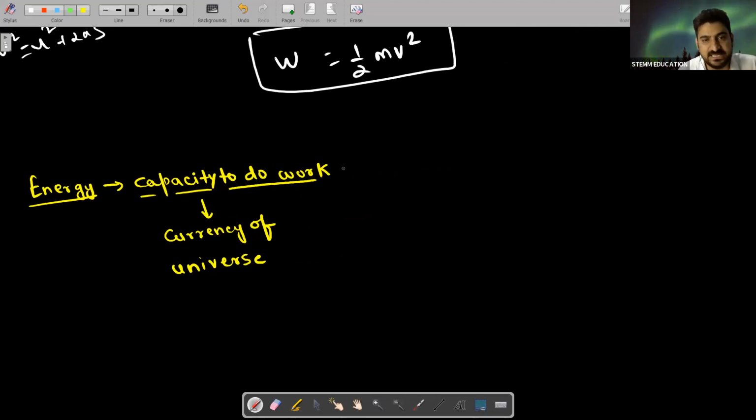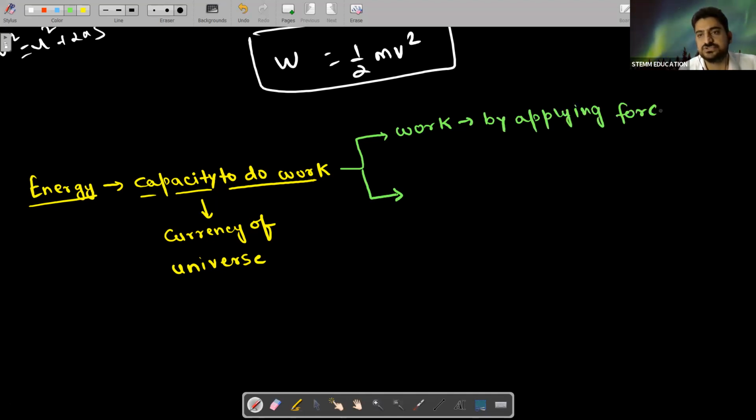Now, this energy is transferred in two ways. The first way of transfer of energy is by work, that is, by applying force. So if you apply force on something, and that something starts moving in the direction of force, then you do some work. And when you do some work, you lose some energy, and the thing which is being pushed by you gains that much energy.